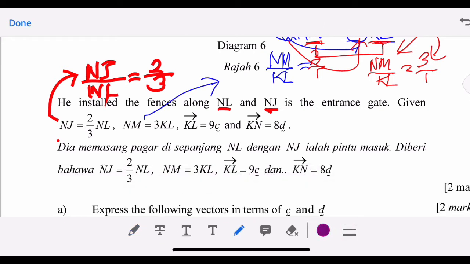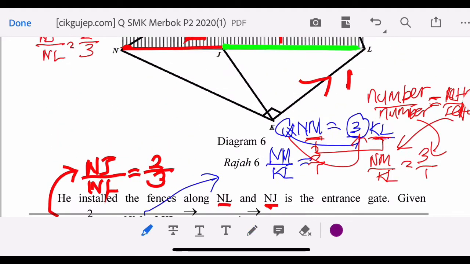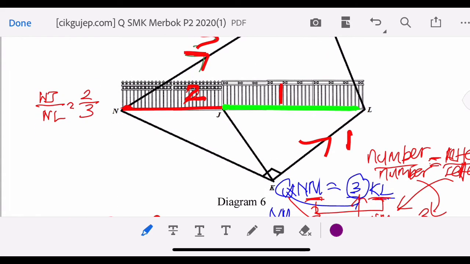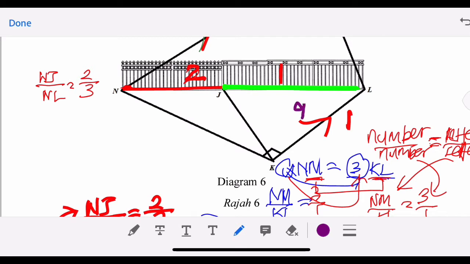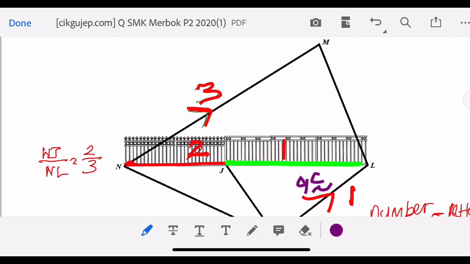You see the arrow on top. And then KN is 8D. Alright, now we go to the diagram. We label the KL, follow the arrow. So if KL is 9C, that means the NM will be 3 times of the 9C, right?